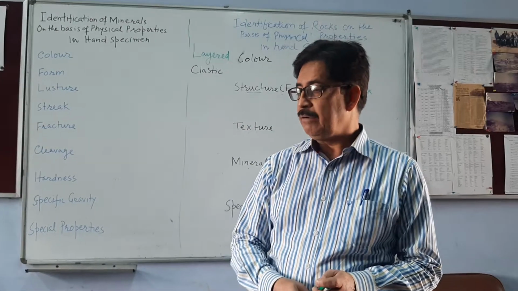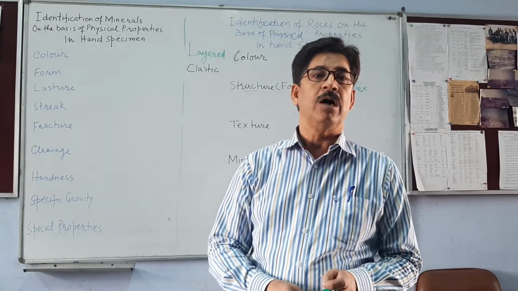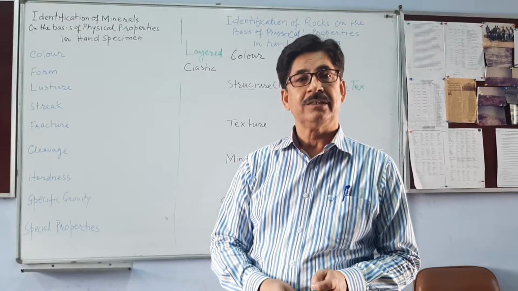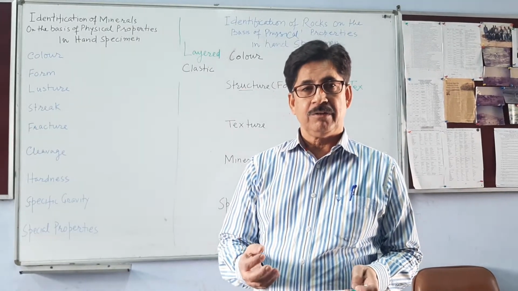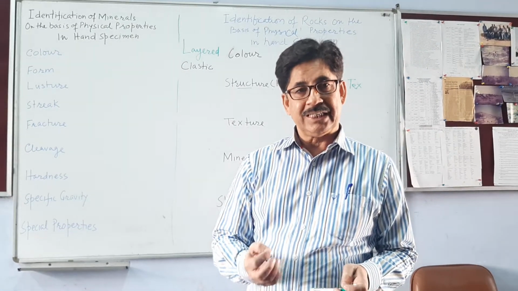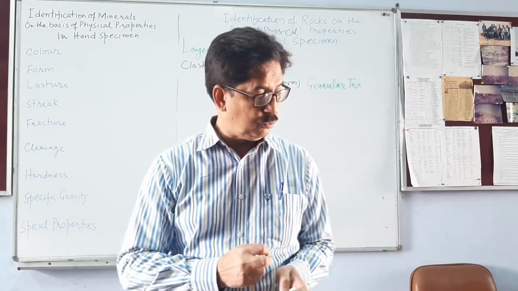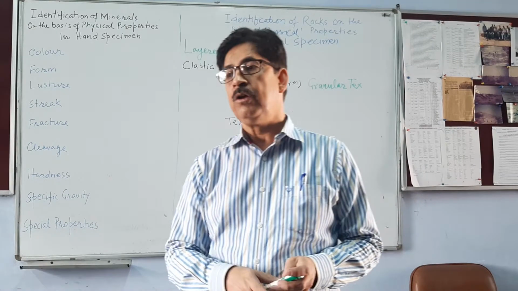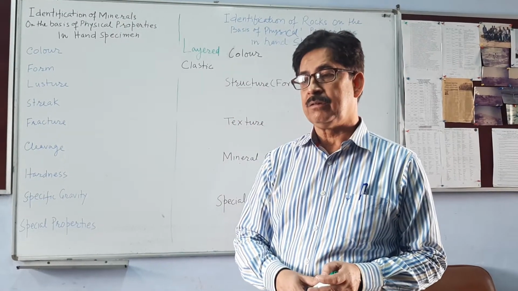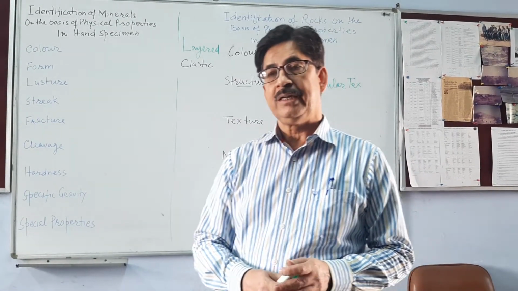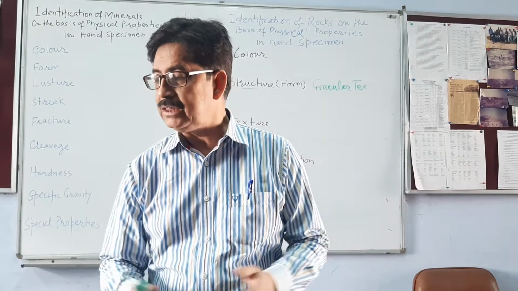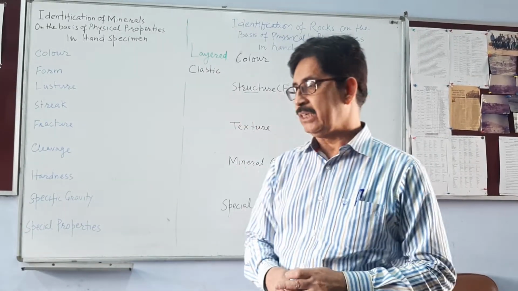In this video, I will try to explain how to identify a clastic rock, which are grit, sandstone, siltstone, shale and mudstone. These are the four important rocks among the clastic rocks. Conglomerate is also a clastic rock, which I have already explained.